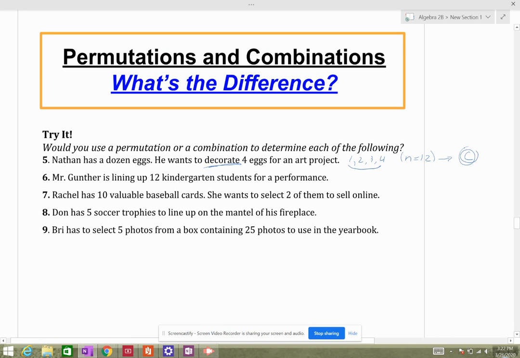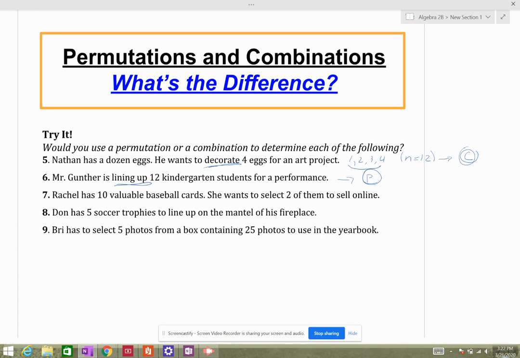However, number 6, Mr. Gunther, he's lining up 12 kids from his kindergarten class for a performance. Remember, lining up or displaying or arranging, those are all some of our keywords to indicate that this would be a permutation. If I take the first kid in line and the last kid in line and I swap them, that would be a different order of students. That would be a new line.